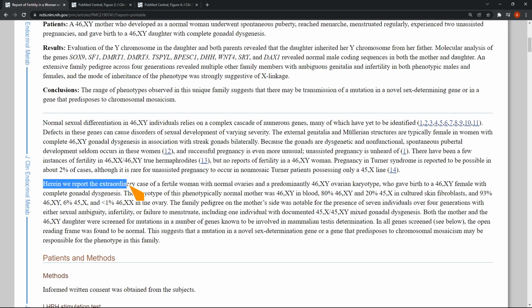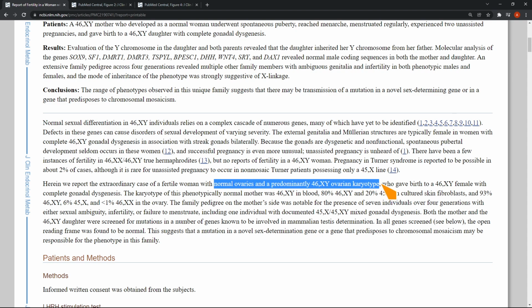Sorry. Herein, we report the extraordinary case of a fertile woman. Yes, with normal ovaries and a predominantly 46XY ovarian karyotype, which means her ovarian cells are XY. It's mind-boggling. Her stereotypically as female as you get.